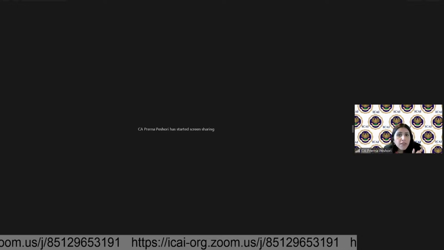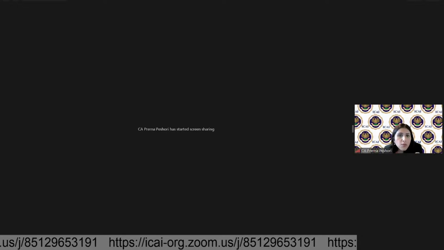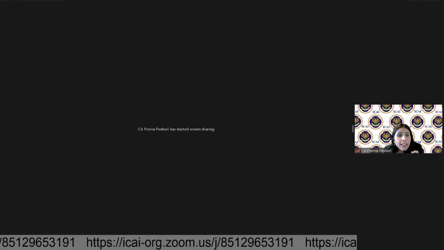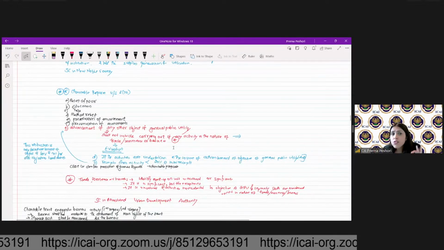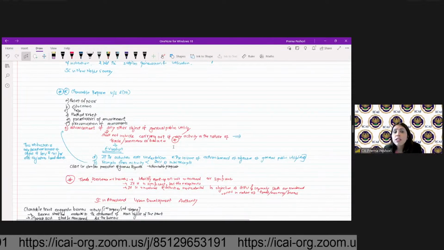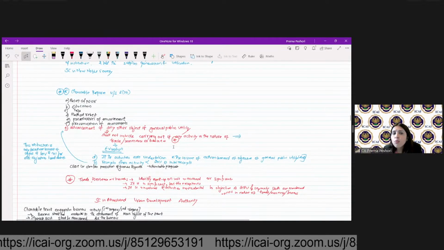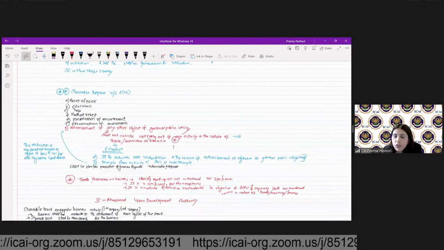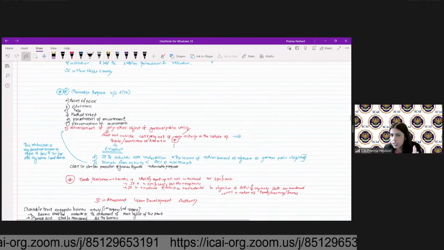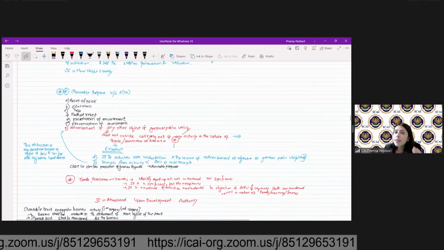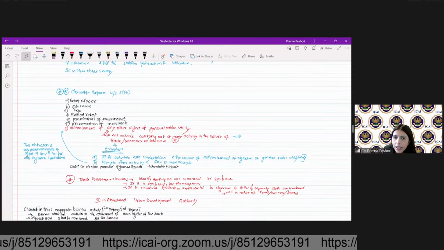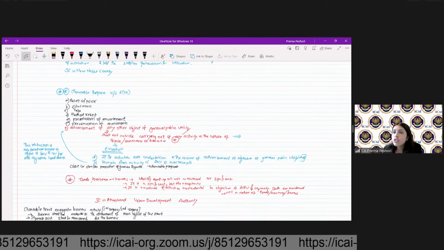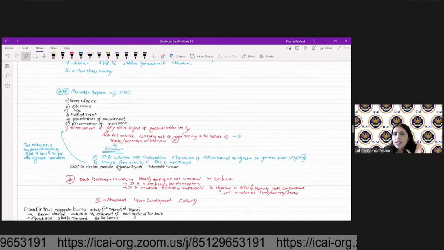Here in this case, whether we will test the 20% condition which is there under the advancement of any other object of general public utility. Because what it was said is that the advancement of any other object of general public utility shall not include carrying out of any activity in the nature of trade, commerce, or business.